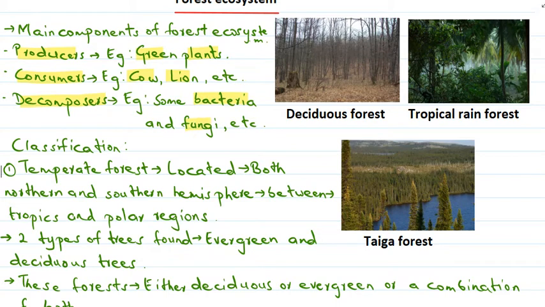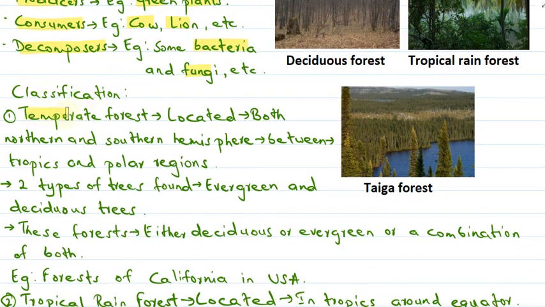Then we saw the different classification of forest ecosystem. First one was the temperate forest. We studied about the characteristic features of these forests. So they are located in both the northern and southern hemisphere, that is present between the tropics and the polar regions. So the two types of trees that are found in these forests are evergreen trees and deciduous trees. Evergreen trees remain green throughout the year, whereas deciduous trees lose their leaves during winter. So the forests are also of two types, deciduous or evergreen forests, and they can also be a combination of both. These forests can be found in California in USA, which has forests of temperate forest ecosystem.